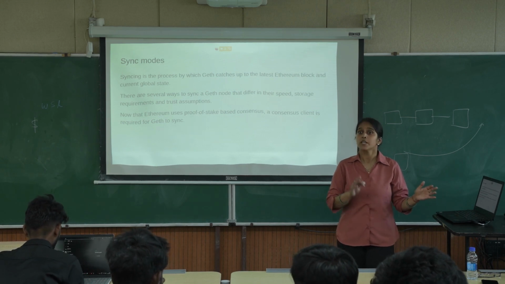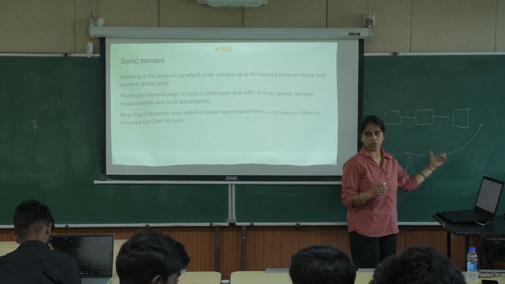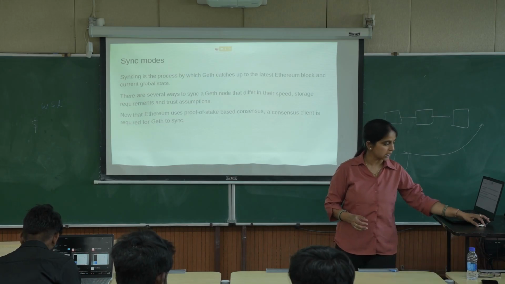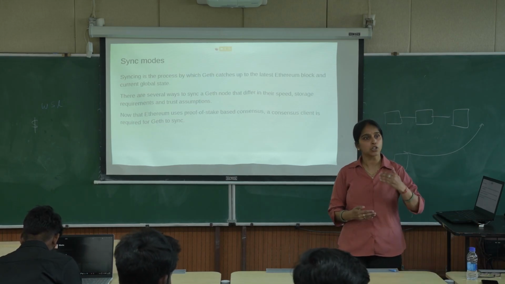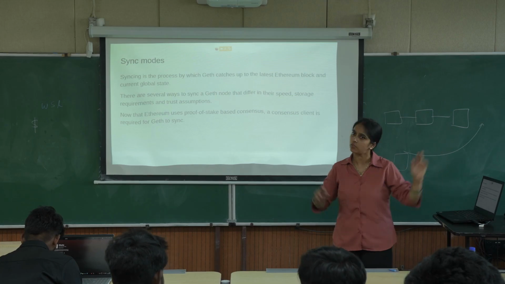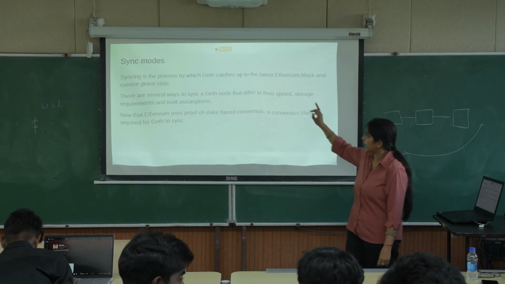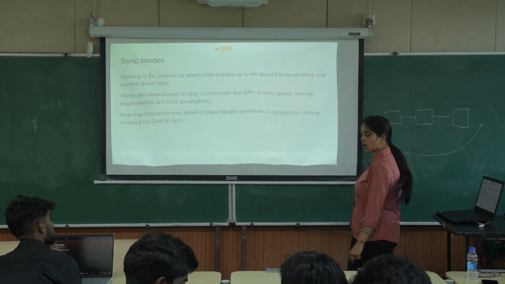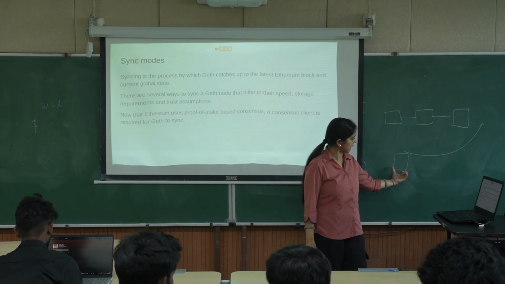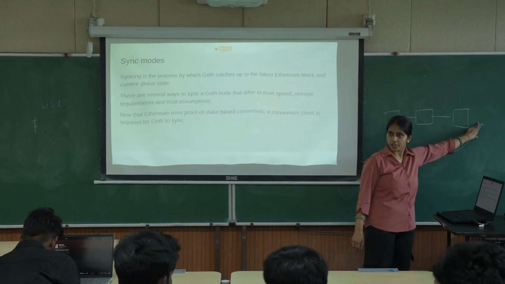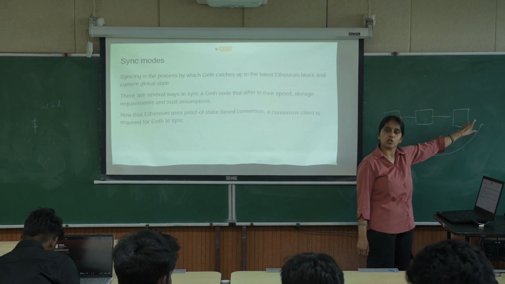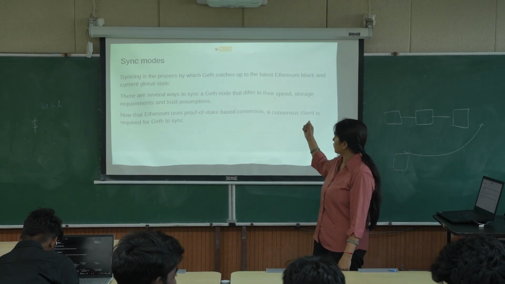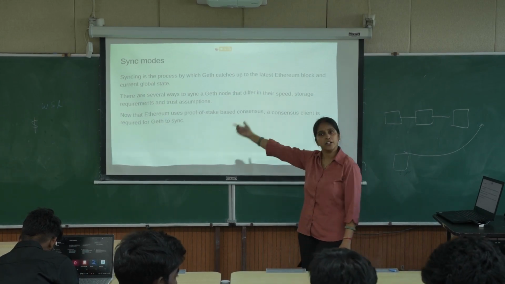last some blocks. Basically, when you do synchronization, normally you need 128 blocks of history. But there are still some methods where you can get the whole history from the Genesis block also, that we will discuss later. It is the process in which Geth catches up to the latest Ethereum block, because this node is being connected. It will get connected over here to the latest block, but it wants also to check whatever happened in the history. So it can differ in speed, storage and trust assumption.